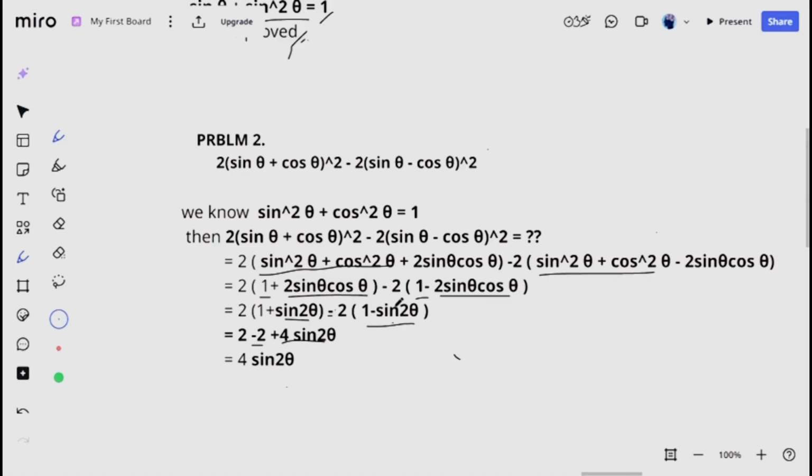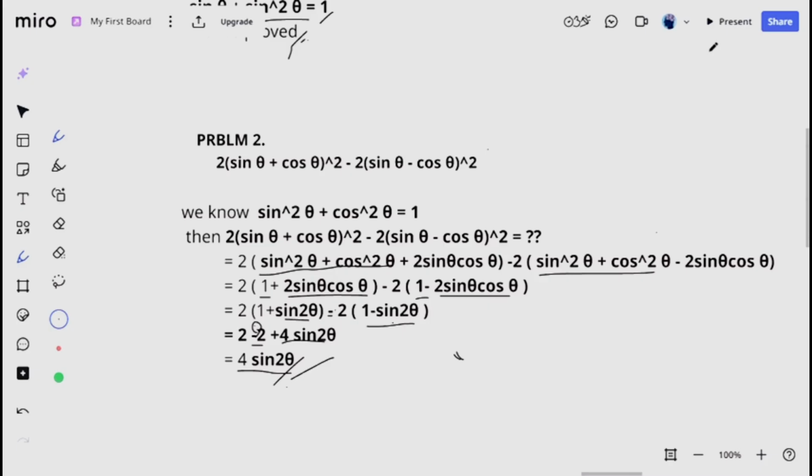And then this minus 2 into minus 2 sine 2 theta, minus into minus is plus, right? So it becomes 2 sine 2 theta. There you go. So 2 sine 2 theta plus 2 sine 2 theta will become 4 sine 2 theta, right? That's what I've written here. And then 2 minus 2 gives you a big fat 0. This is just a bracket, okay? 0. That will become 4 sine 2 theta. There you go. We have completed identities.